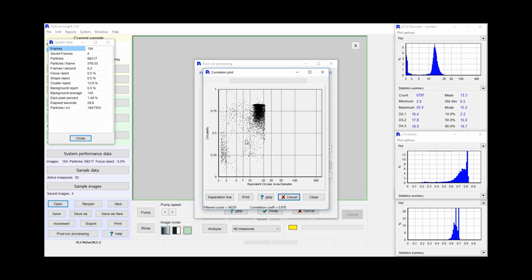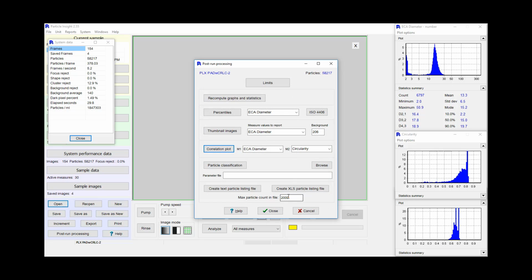This is where I can look in an ocean of 50,000 particles. If I wanted to find out why I have one or two particles that had an extremely high circularity and were very small, I can go in and look to see what those particles are. It would be impossible to do that just going through a wave of 50,000 images. But with this rare event detection feature, you can actually look for those rare events. So that's one nice feature with the Particle Insight.